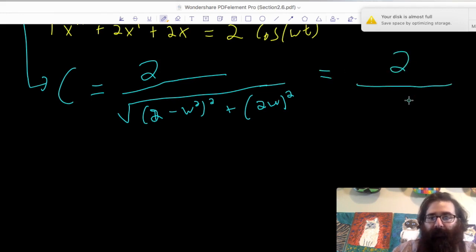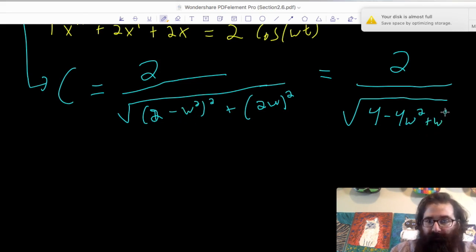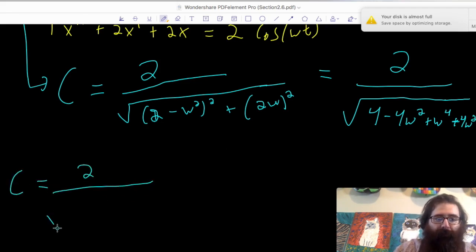And this gives me a function, what is this? 2 divided by square root of, if I FOIL, 2 times 2 gives me 4. I get a minus 2 omega squared, another minus 2 omega squared gives me minus 4 omega squared. Negative omega squared times negative omega squared gives me positive omega to the 4th. And then plus, if I do 2 omega times 2 omega, gives me 4 omega squared. Just barely fits. And then now let's clean this up. So C is equal to 2 divided by square root of, I have omega to the 4th.